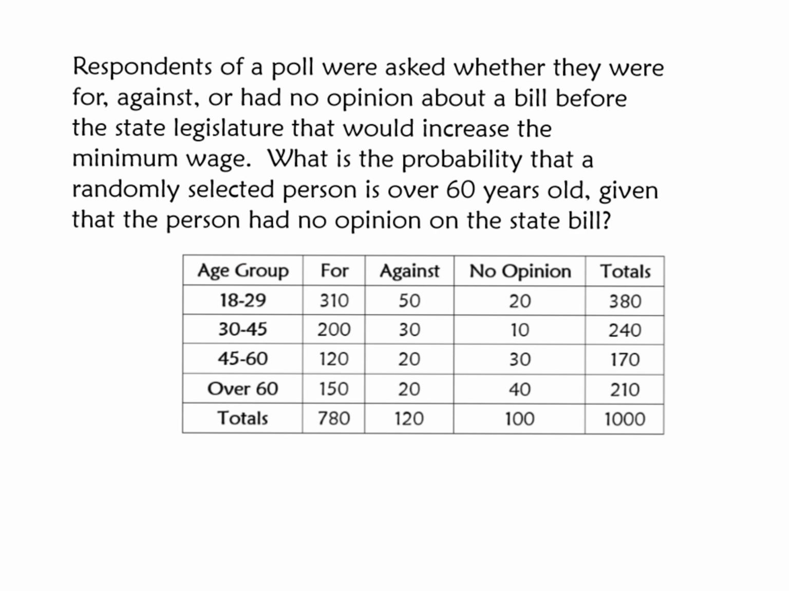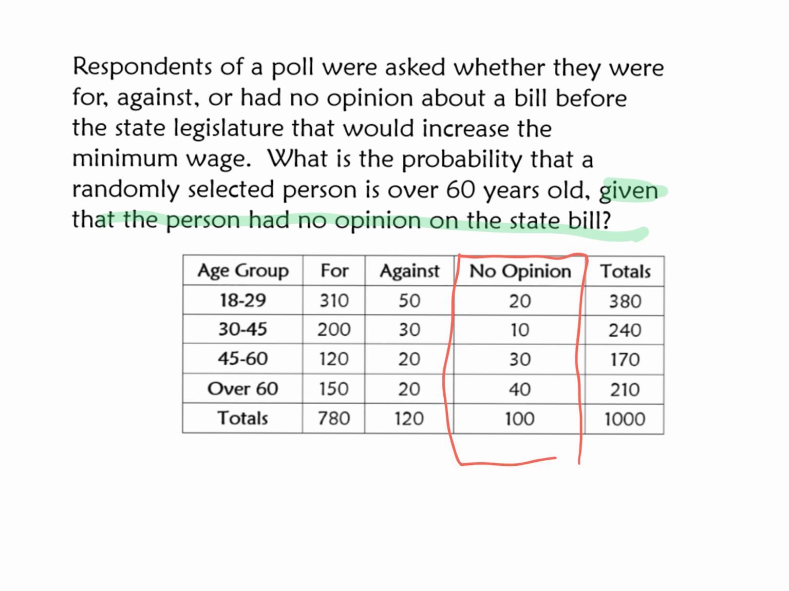Okay, so here's our first example. Respondents of a poll were asked whether they were for, against, or had no opinion about a bill before the state legislature that would increase the minimum wage. What is the probability that a randomly selected person is over 60 years old, given that the person has no opinion of the state bill? All right, so the given here, that's the important part. The given is where we really need to start. So given that the person had no opinion on the state bill, that really focuses what we're going to be looking at. So the no opinions is what we want to focus on right here.